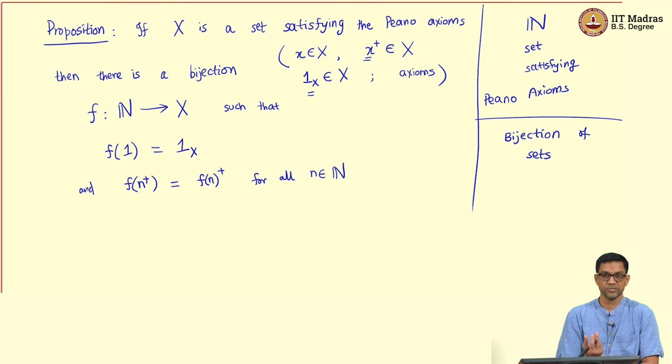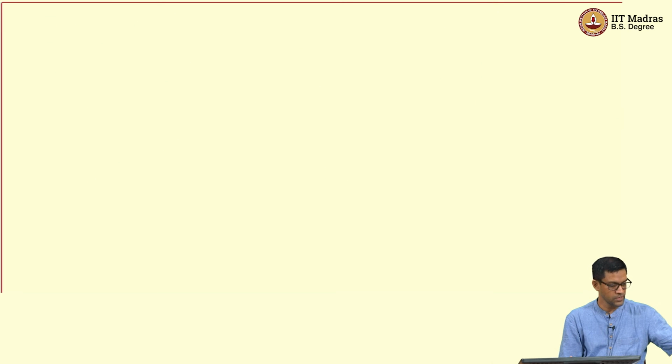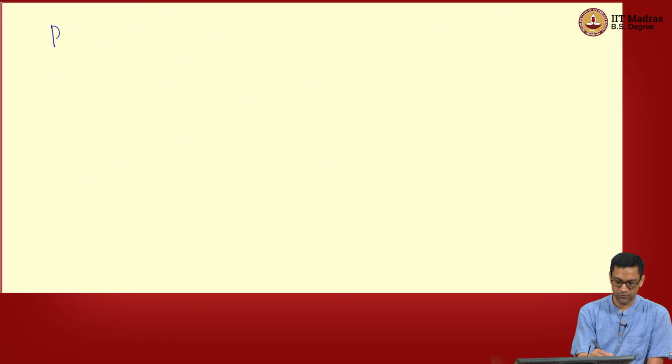There should be a bijection, but a bijection which also respects these two additional structures that are given, the special element 1 and the successor function. Okay, again we would like to prove this purely starting from what we know about the Peano axioms, just from the axioms themselves. So, let us do this. So, here is the proof.